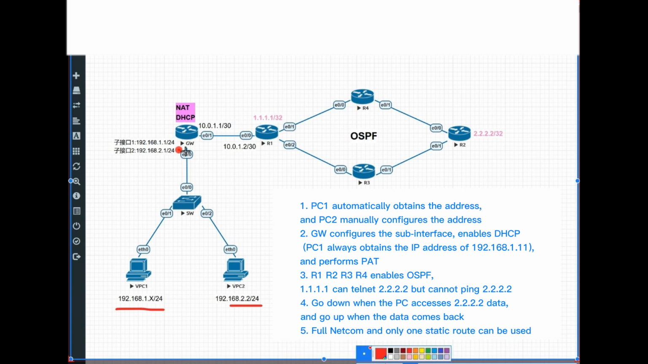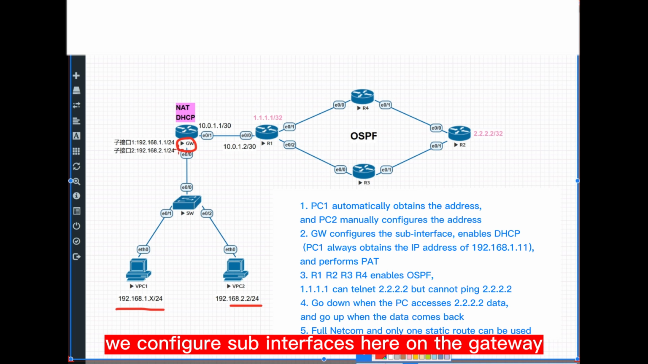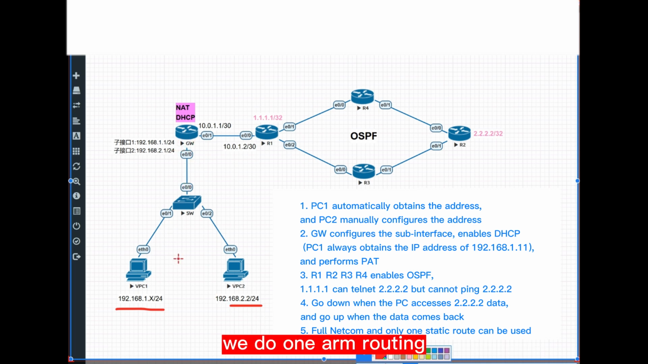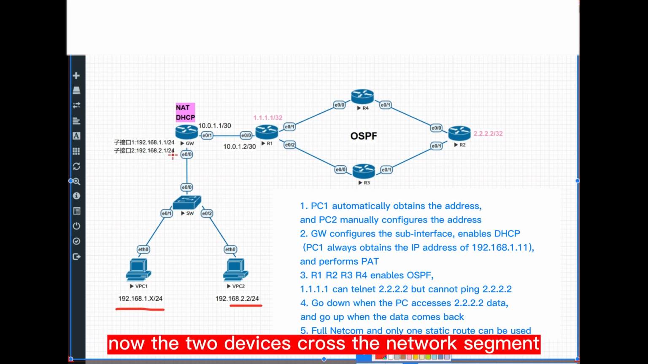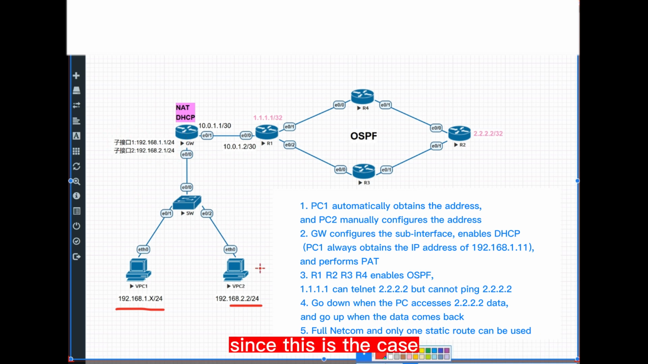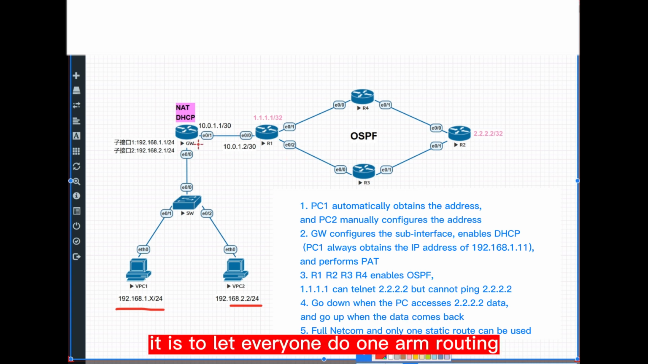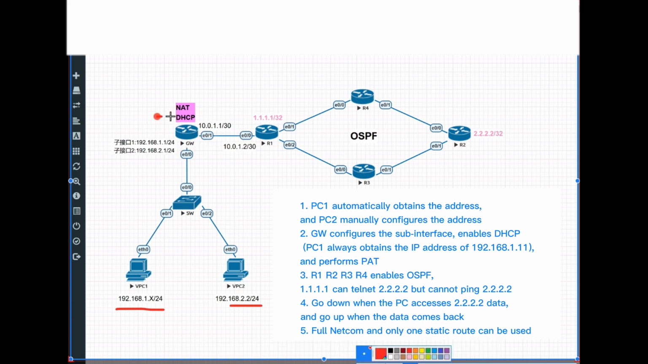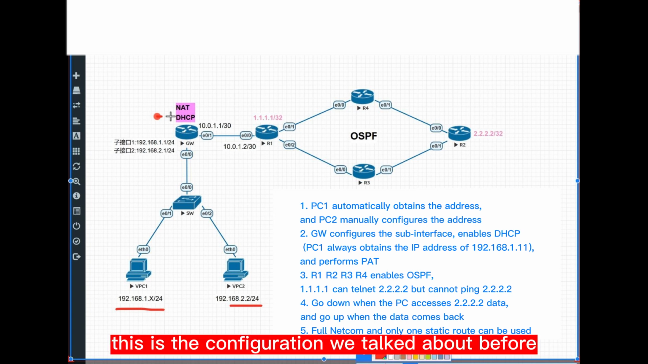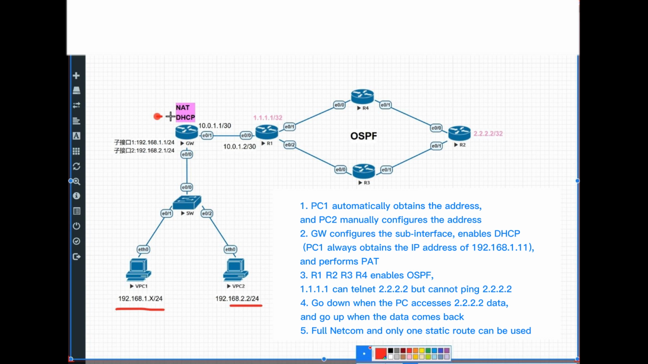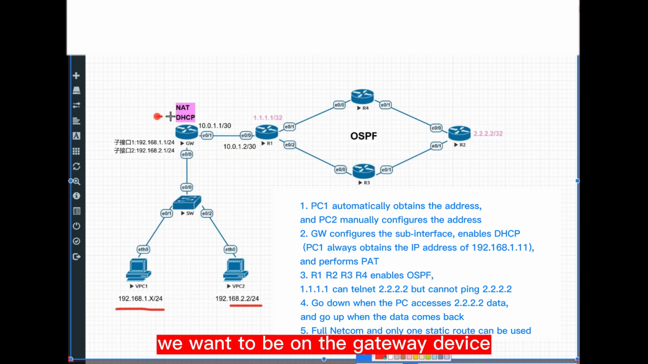Secondly, we configure subinterfaces here on the gateway. We do one-arm routing. Everyone should be able to see that the 2 devices cross the network segment. Since this is the case, we let everyone do one-arm routing connected to the router. We bring up the subinterface here. This is the configuration we talked about before. We want to do this on the gateway device.